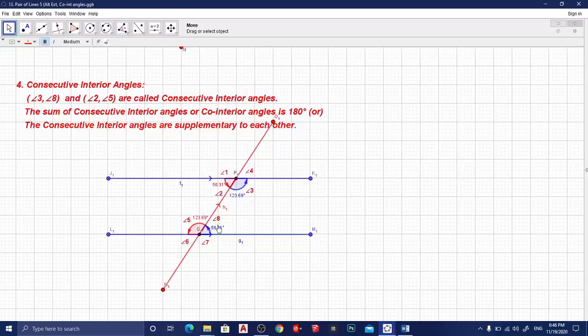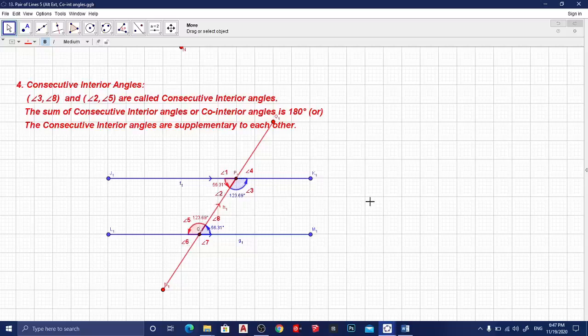Previously, those angles were existing on the opposite side. That's why they are called the alternate angles. But these co-interior angles exist on the same side of the transversal. Maybe to the left side of the transversal, and maybe to the right side. So now what are the angles like that? Here angle 3 and angle 8 are existing on the same side of the transversal and also in the interior of the parallel lines. That's why these two angles, angle 3 and angle 8, are called the co-interior angles, and also angle 2 and angle 5 are called the co-interior angles.